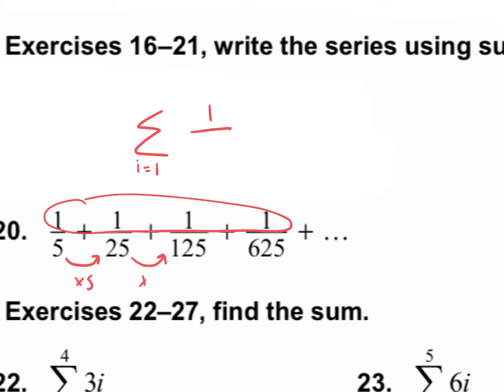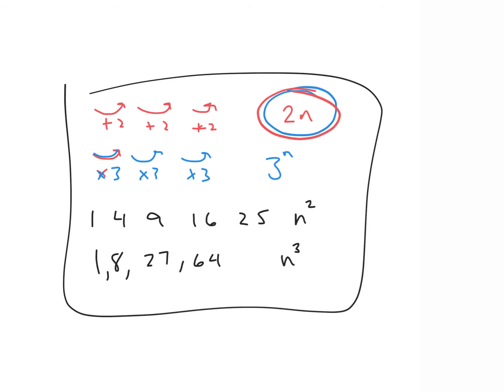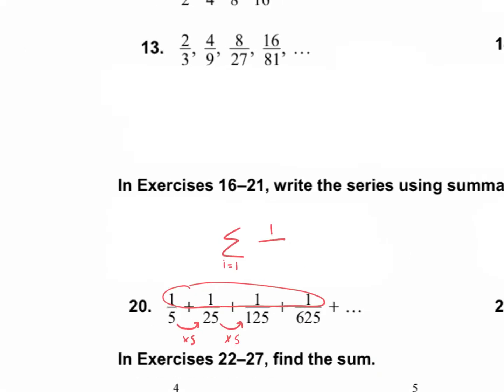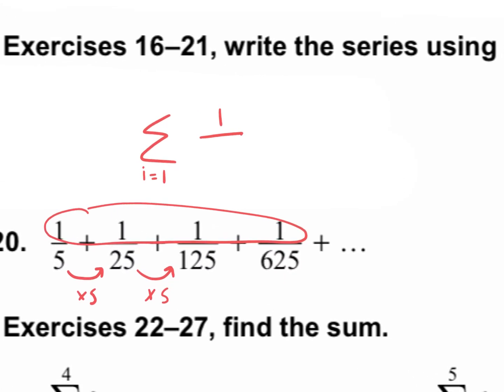In the bottom, we're multiplying by 5 each time. So how would we write that in our denominator here? Go back on the side over here. When we're multiplying by the same number, how do we write that? So if we're multiplying by 5, 5 to the power of n. Perfect.